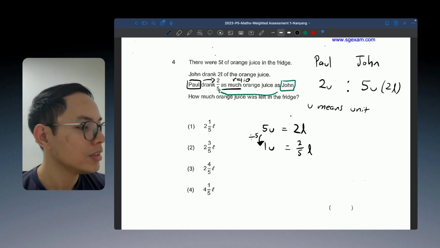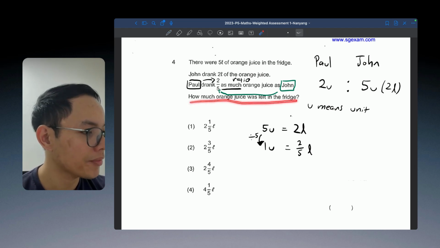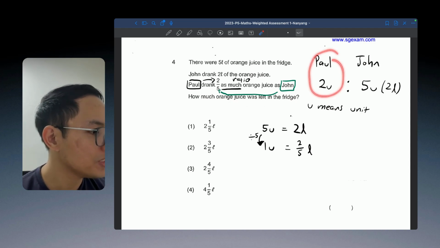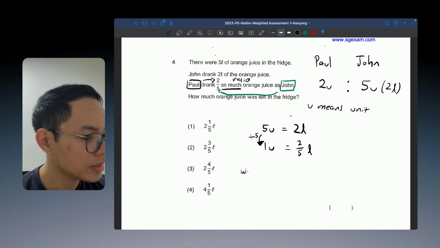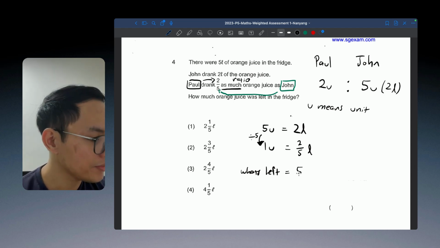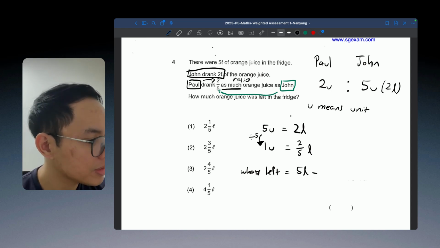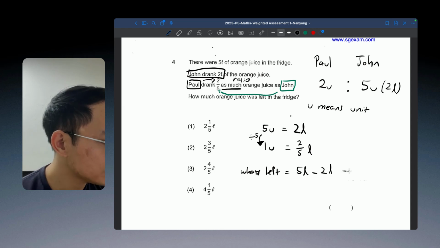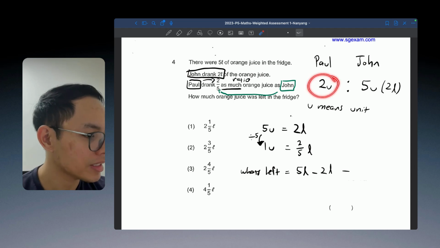Okay, now how much orange juice was left? So this one, how much orange juice is left? Okay, so we know Paul drank 2 units, John drank 5 units, and there were a total of 5. So what's left? Essentially what's left is equal to the original, 5 liters, minus 2 liters, and then we know John drank 2 liters. What about Paul? Paul drank 2 units, right? That's what you see over here.